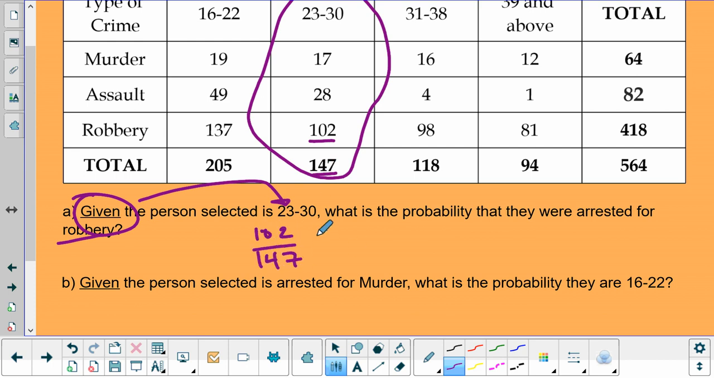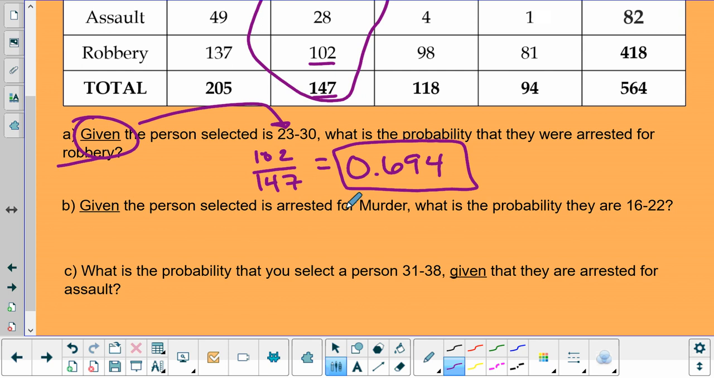Again, that given condition changes your total. You're not looking at the whole table anymore. You're only looking at that 23 to 30 because that's the thing that has to be true. So 102 divided by 147, I get 0.694 for that probability. Let's look at B.